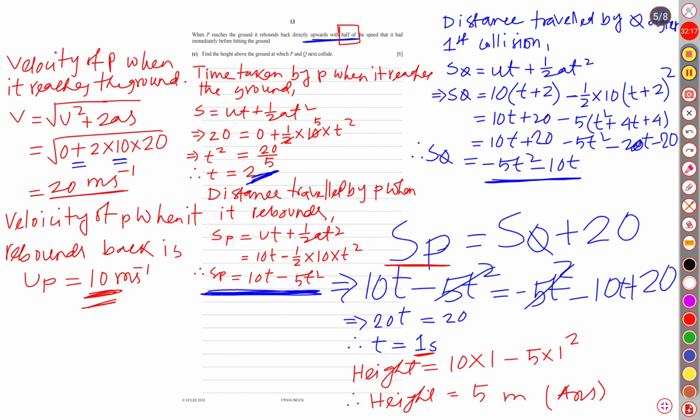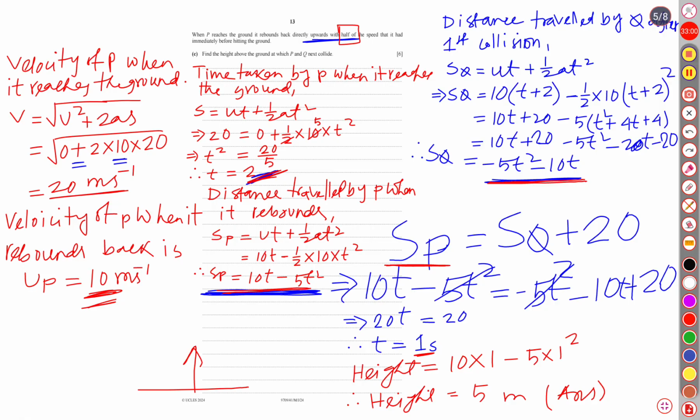After that, we found that the time taken by P to reach the ground, t, was 2 seconds, but during this time Q was continuously moving on. So actually Q took 2 seconds more, because for P we are starting just after it rebounds back from the ground. That's why P is losing 2 seconds, but Q is consuming these 2 seconds, because still it was in motion. After that, we found the distance traveled by each of them.